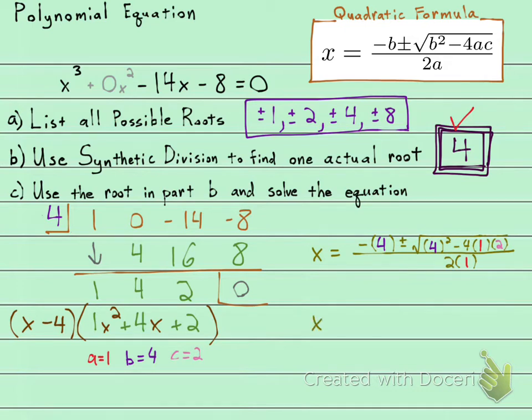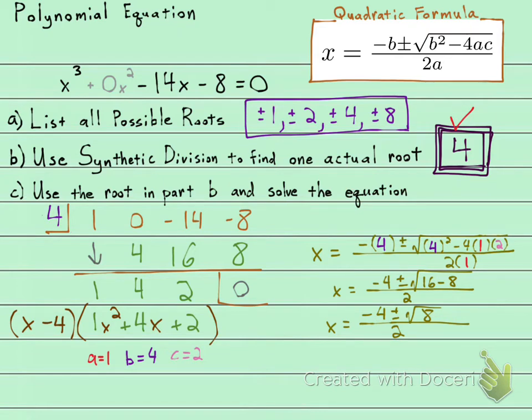First step to simplify. We have negative 4 in front, plus or minus the square root of 4 squared is 16, minus 4 times 1 times 2 is 8. On the bottom we have 2 times 1, which is 2. X equals negative 4 plus or minus the square root of 8 over 2. Okay, so we have our 2 numbers, negative 4 plus square root of 8 over 2, negative 4 minus the square root of 8 over 2.